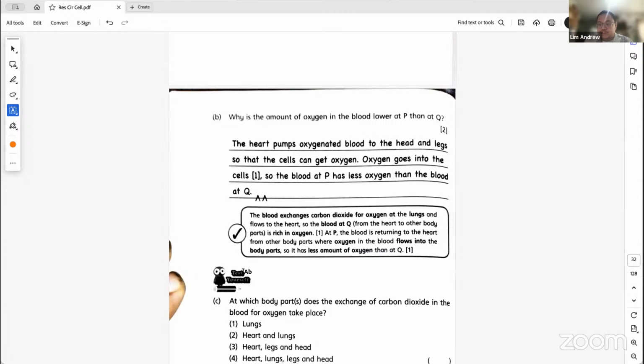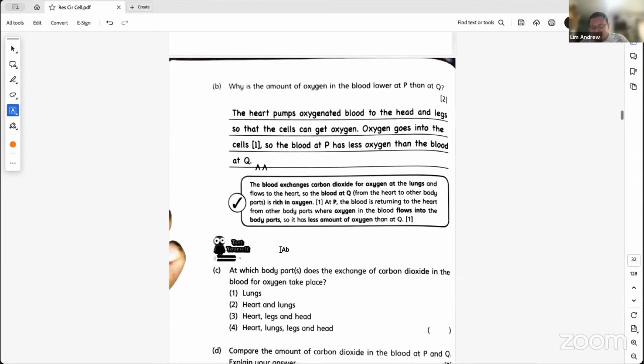You can actually shorten it, provided you have the keywords in place. You can just say all the words in bold: the blood exchanges carbon dioxide for oxygen at the lungs, so the blood at Q is rich in oxygen. At P, the blood is returning to the heart, where oxygen in the blood flows to the body parts, so it has less oxygen than Q. As long as you have all the keywords in bold in place, you are fine. The 2 marks are yours.